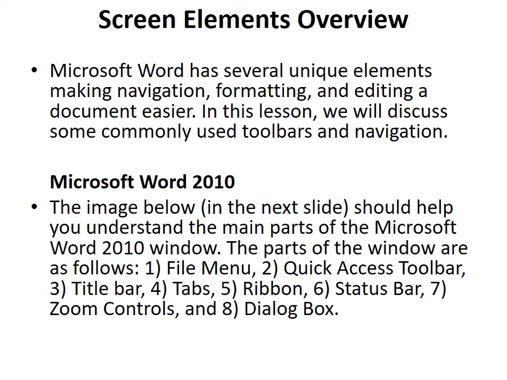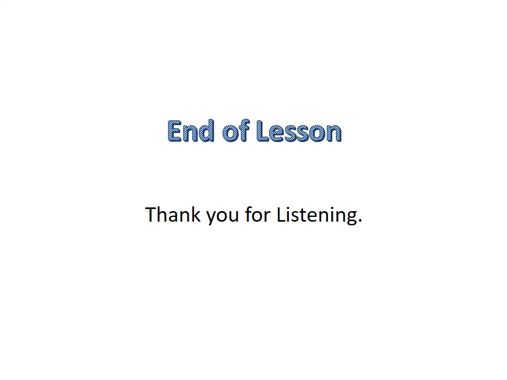The first one would be the file menu. The second one is quick access toolbar. The third one is title bar. The fourth one is tabs. The fifth one is ribbon. The sixth is status bar. The seventh is what we call zoom control, and the eighth is dialog box. So when we look at the interface, we are going to see all those.